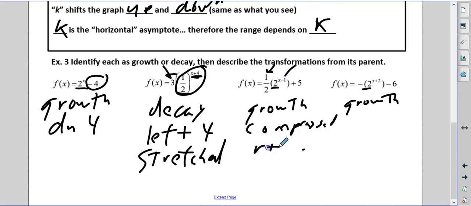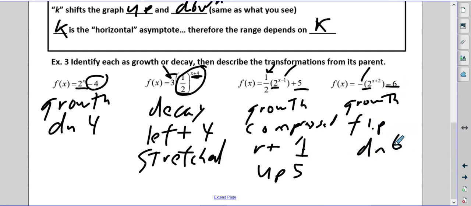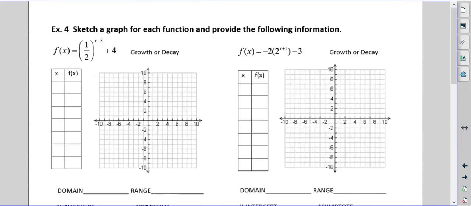Inside lies, right 1, and up 5. Over here in this last one, the negative means a flip, and the -6 means down 6. Okay, this one we put in our calculator, we're going to get (0, 12), (1, 8), (2, 6), (3, 5). And that's all I'm going to show you.